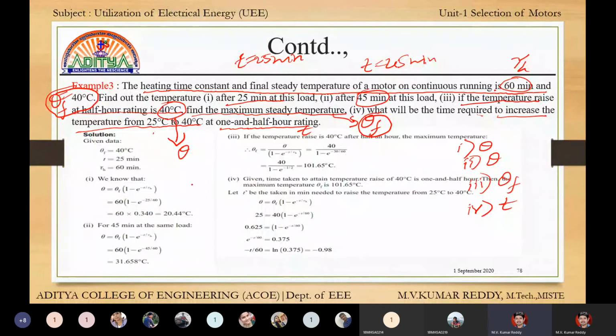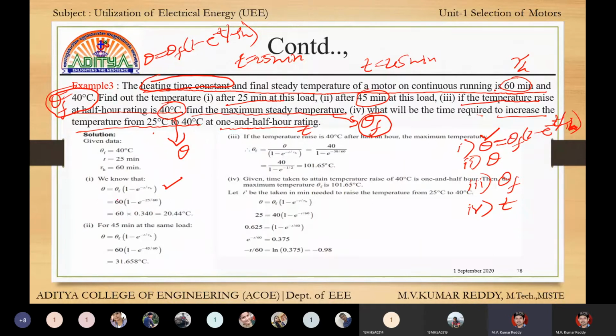Already we know how to find the theta value. Theta is equal to theta f into 1 minus e power minus t by tau h. Why tau h? Because this is the heating time constant. For the heating time constant, theta is equal to theta f into 1 minus e power minus t by tau h. That is the formula.